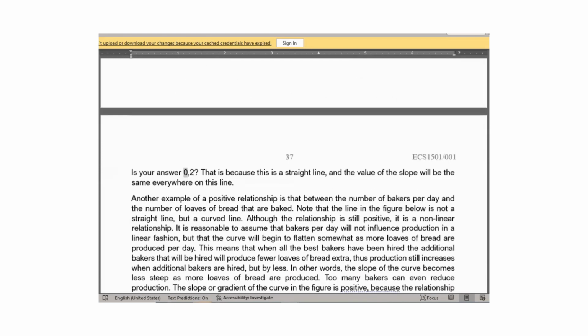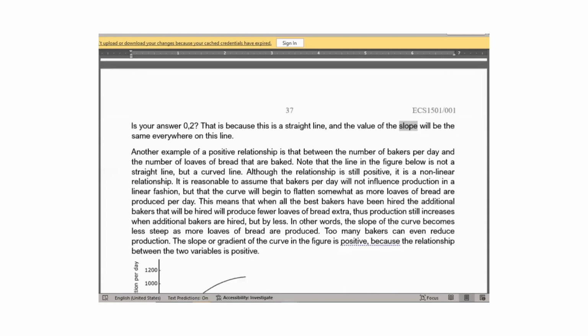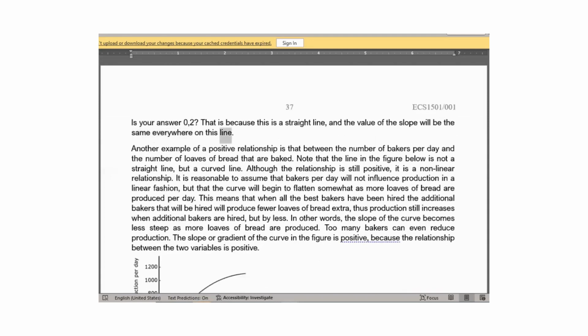Is your answer 0.2? That is because this is a straight line, and the value of the slope will be the same everywhere on this line.